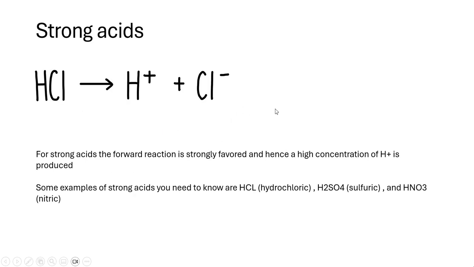Strong acids, on the other hand, the forward reaction is strongly favored. So you can write this arrow here as a reversible reaction if you want. But if you write it as a reversible or equilibrium, then this side is going to be a higher concentration than the right hand side. So effectively, it can just become one single arrow going to the right because that's how strongly it's dissociating. So the forward reaction is strongly favored, and hence a high concentration of H plus is produced here. Some examples of strong acids you need to know about are HCl, that's hydrochloric, H2SO4, that's sulfuric, and HNO3, that's nitric.